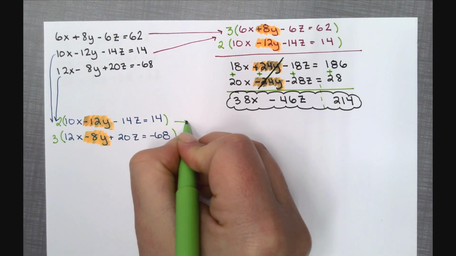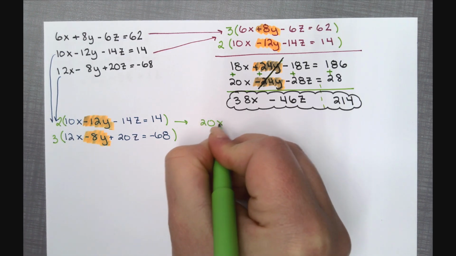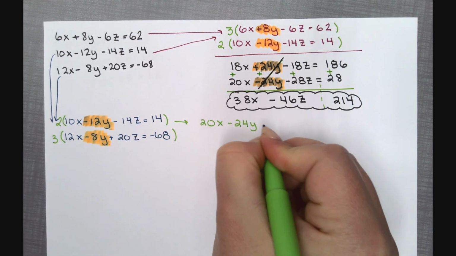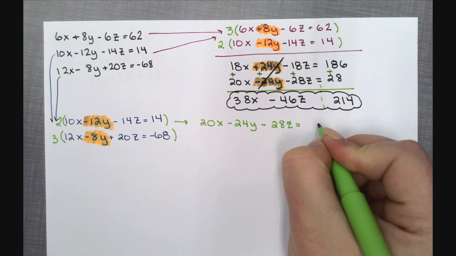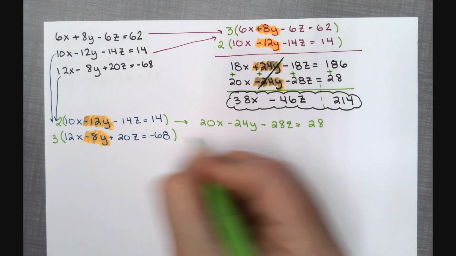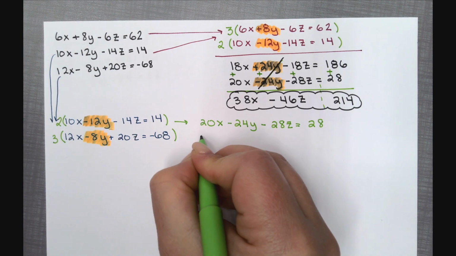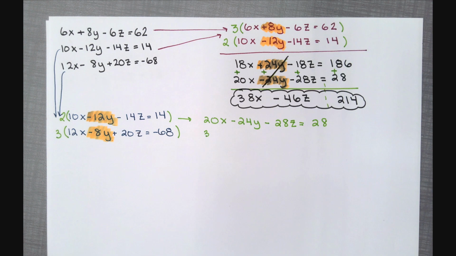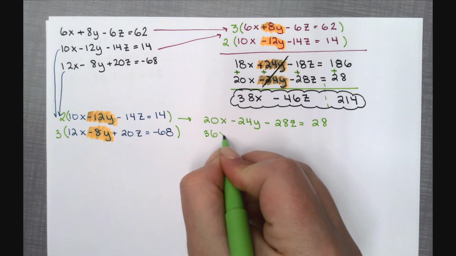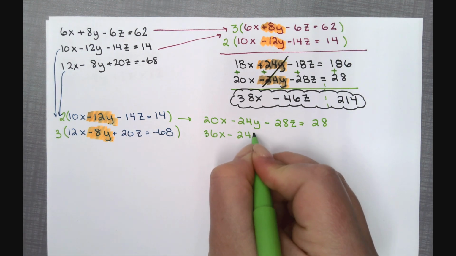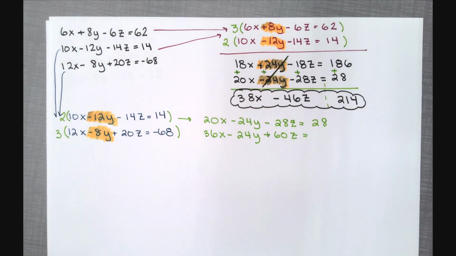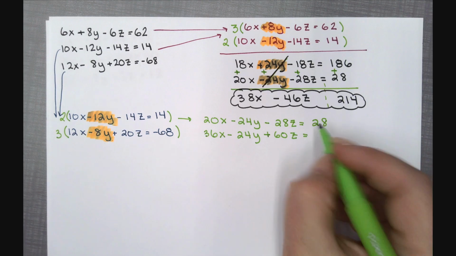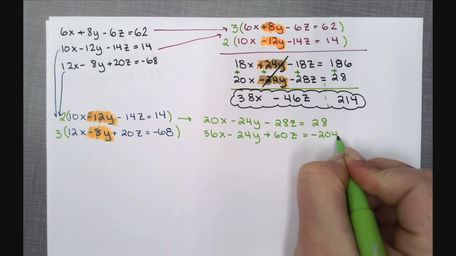I end up having 20x minus 24y minus 28z is equal to 28. On the bottom, I end up having 30. Is it 36? Why am I second guessing myself? Yeah, it's 36x minus 24y plus 60z is equal to, so negative 68 times 3, I'm using a calculator here, 204.